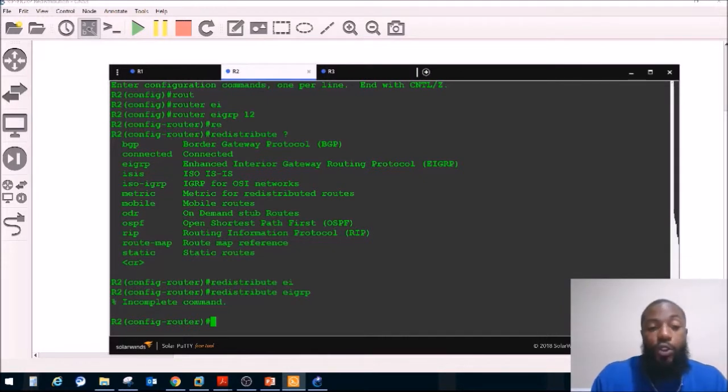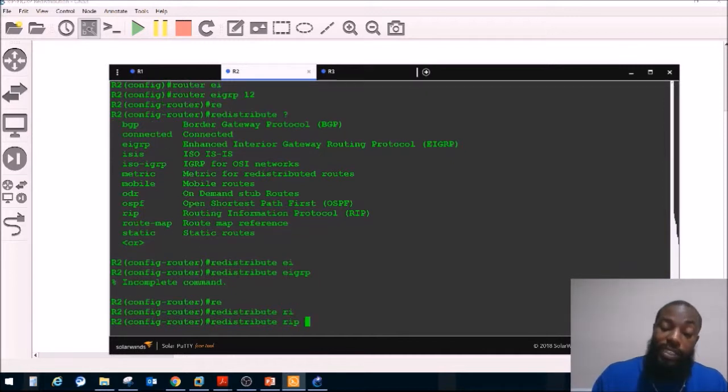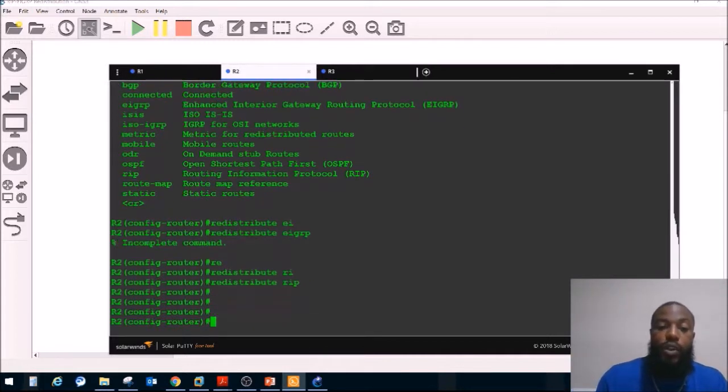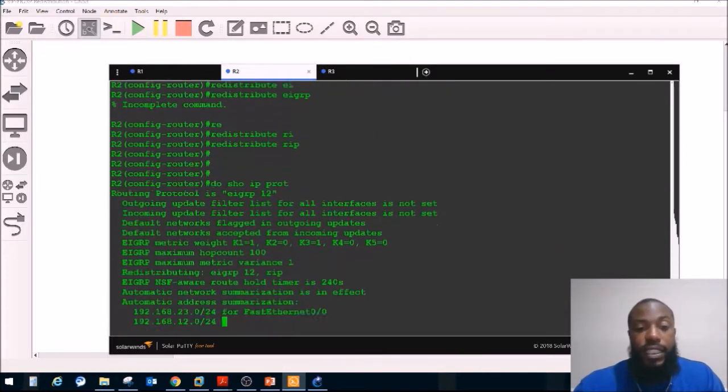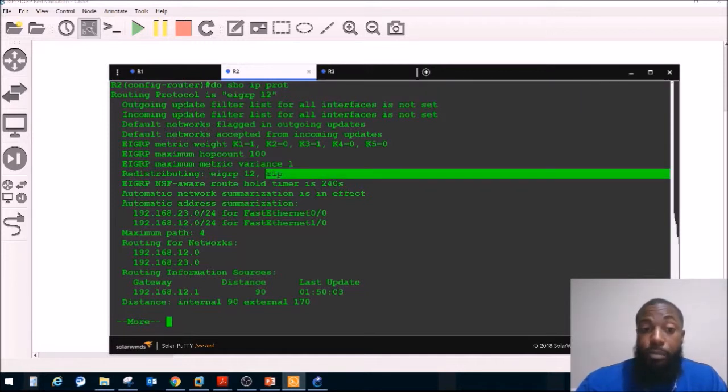I'm sorry. You want to redistribute the source. See how I messed up right there? Redistribute and then source, right? So in this case, the source is RIP. So we're redistributing RIP, right? Let's run a show command just to verify. Do show IP protocol. And you can see RIP 12 is now redistributing for EIGRP 12 and also RIP, right?